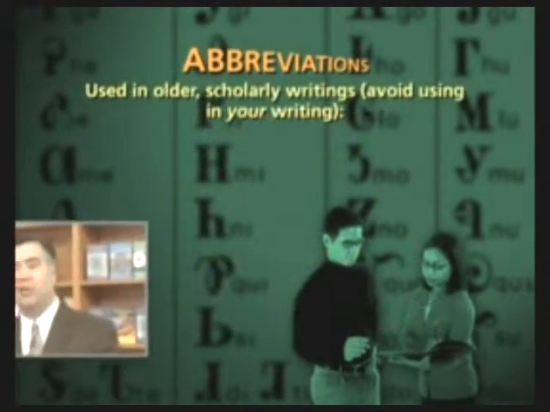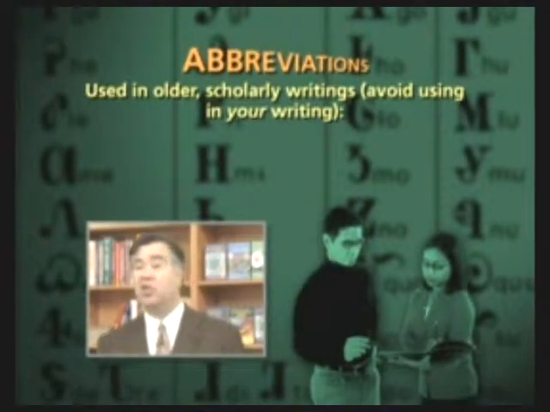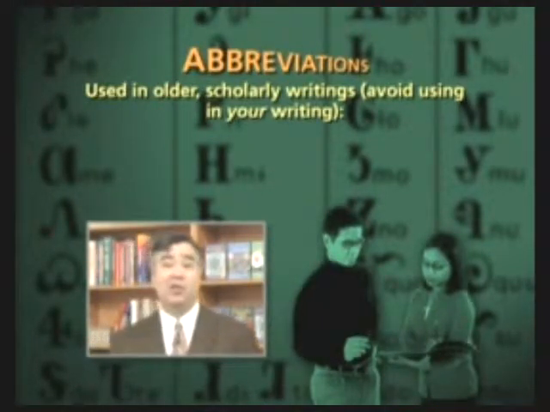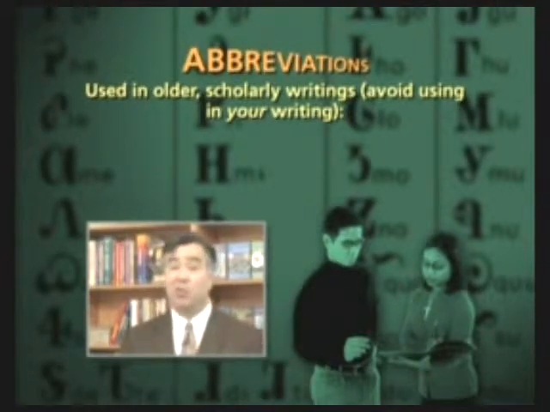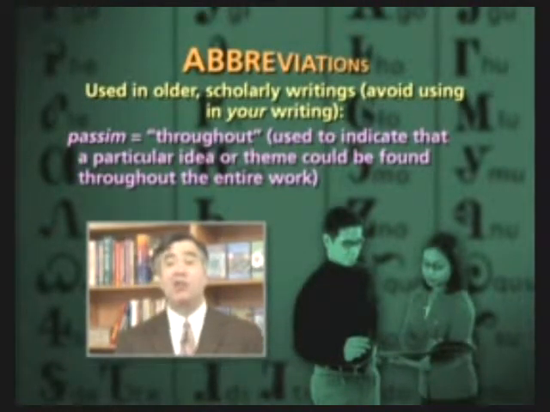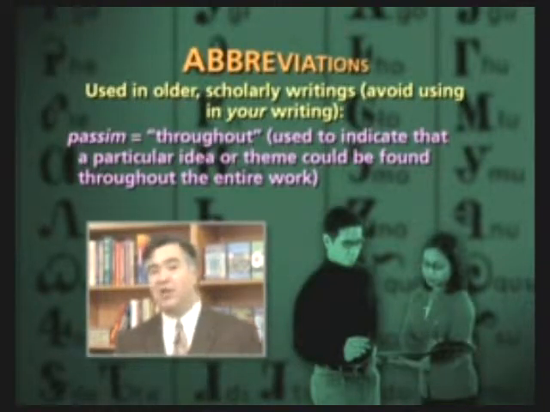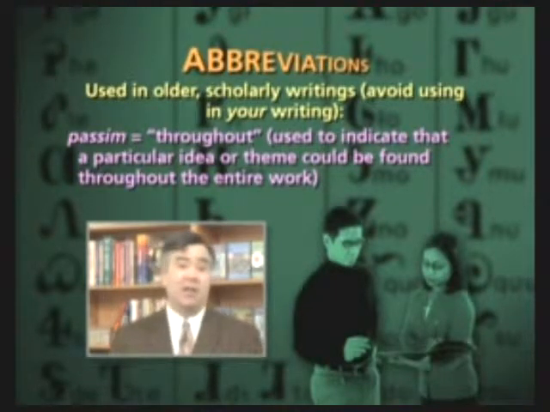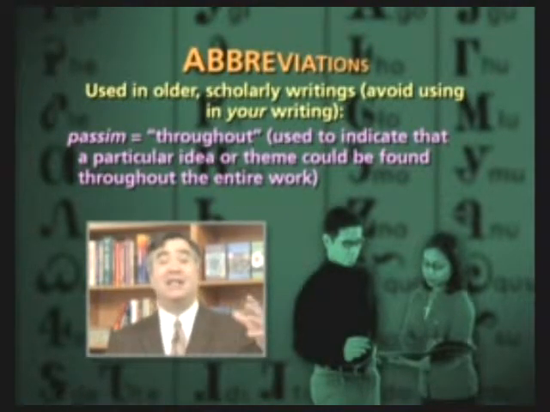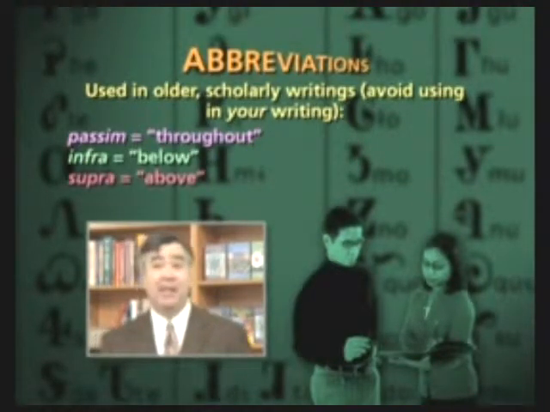Finally, in older scholarly writings, you may encounter a few other abbreviations or Latin words that you should know, although they're no longer generally used, and you should avoid using them in your work. But you may find them helpful in interpreting an older work of scholarship that you might come across. Passim means throughout. It was formerly used to indicate that a particular idea or theme could be found not just on one or a few pages of a certain book, or even in a particular chapter, but rather throughout the entire work. Infra means below, and supra means above.